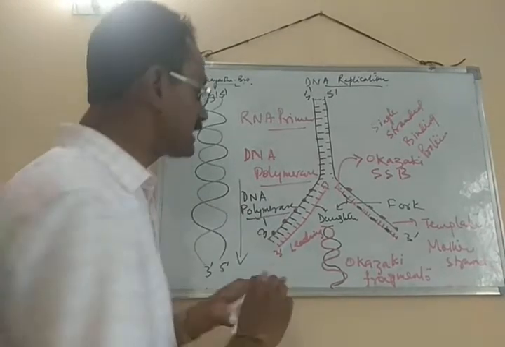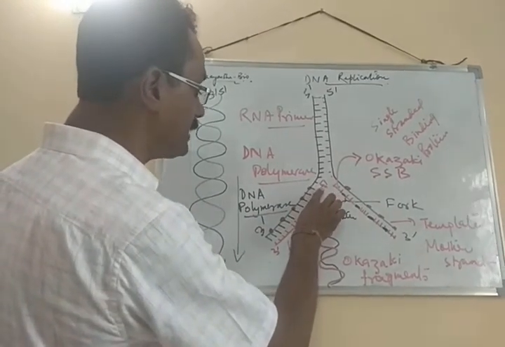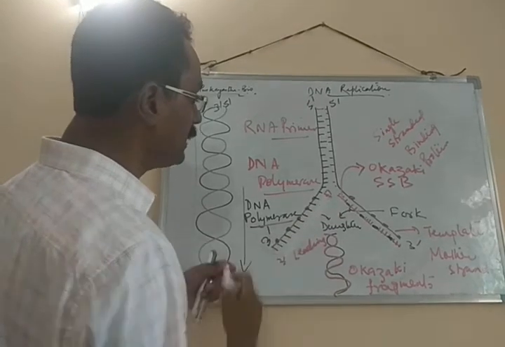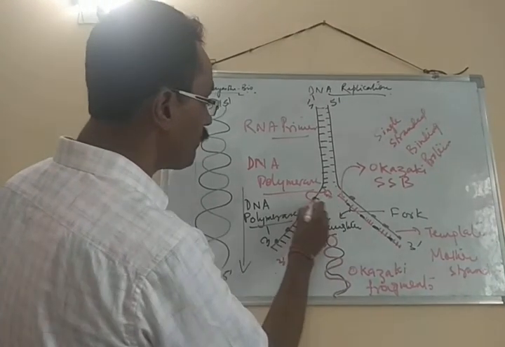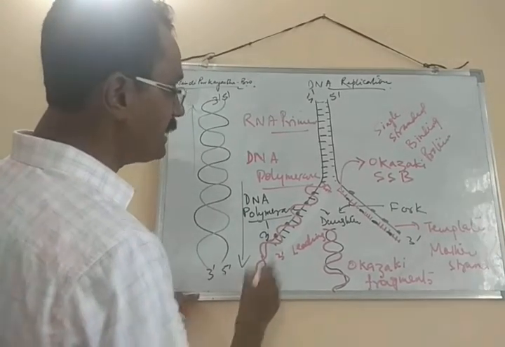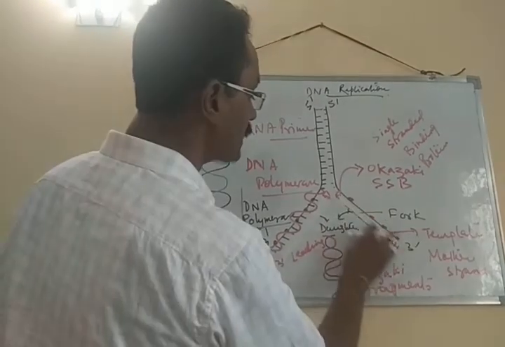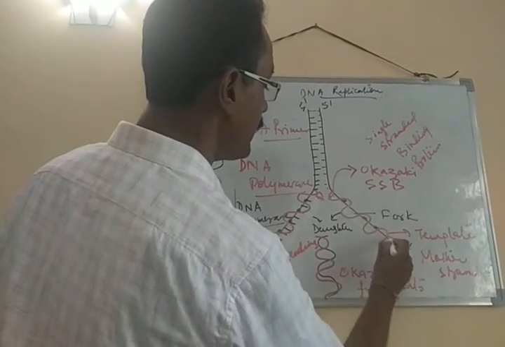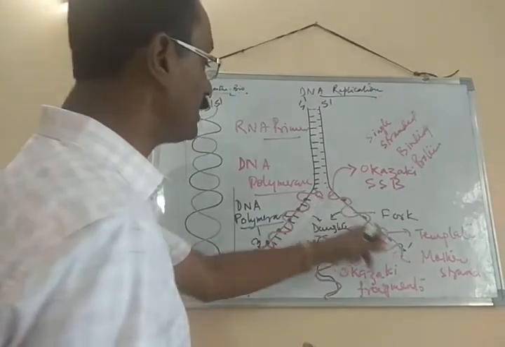DNA replication is semi-conservative. Ultimately what you are finding? I am rubbing this one. You see this one? I am rubbing this one. Complementary strand got done. So what you have found? This structure has happened. Ultimately I am rubbing again here. You see? What you are finding? A double-stranded DNA has been formed. Ultimately two strands have been formed.